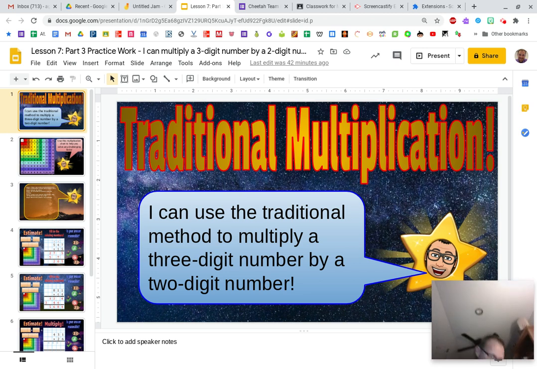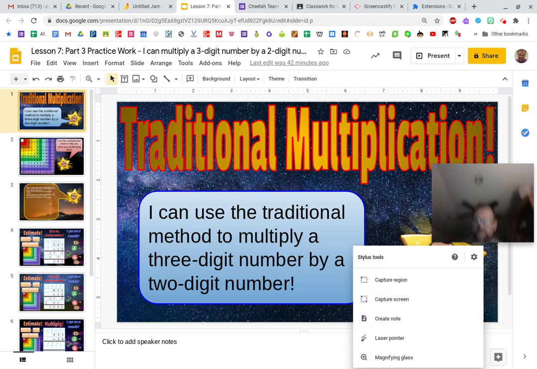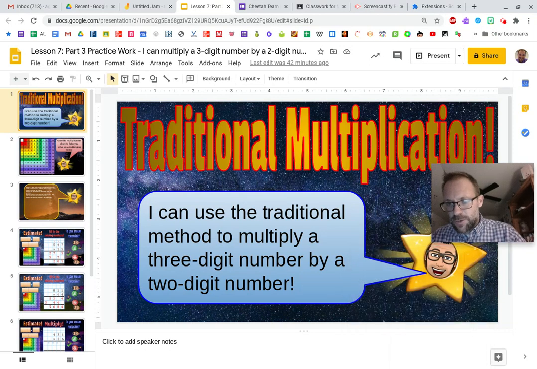Hello, everyone. Just taking out my stylus so I can use my laser pointer.